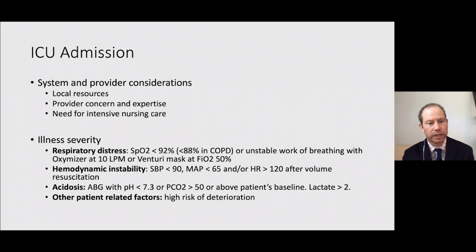In general, though, if we want to put numbers to things, patients who have respiratory distress, who have unstable work of breathing despite using an oximeter at 10 liters per minute, we'll talk about an oximeter and what that is in just a moment, or a Venturi mask, are probably those that need to go to the intensive care unit. And obviously hemodynamic instability and the requirement of vasopressors, so hemodynamic instability after volume resuscitation. Talked about acidosis, and then other patient-related factors. So patients who have a high risk of deterioration because they have a lot of comorbid disease or other issues.